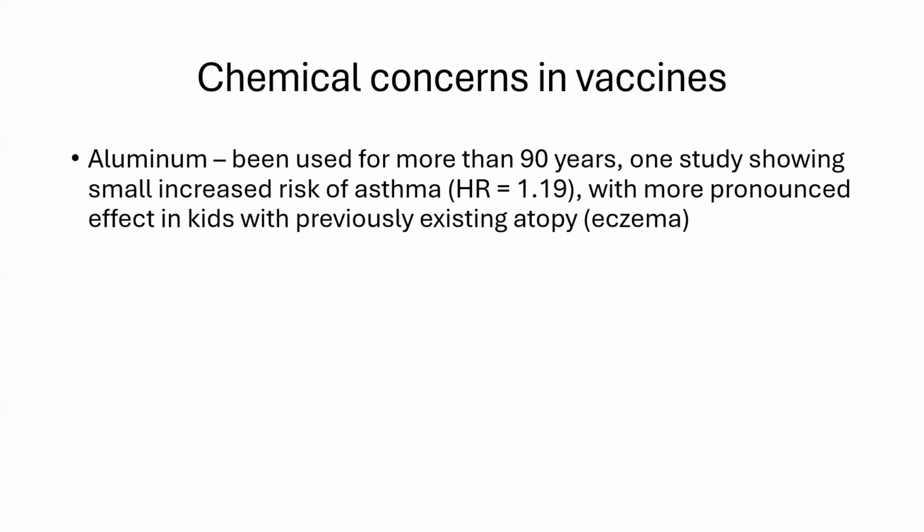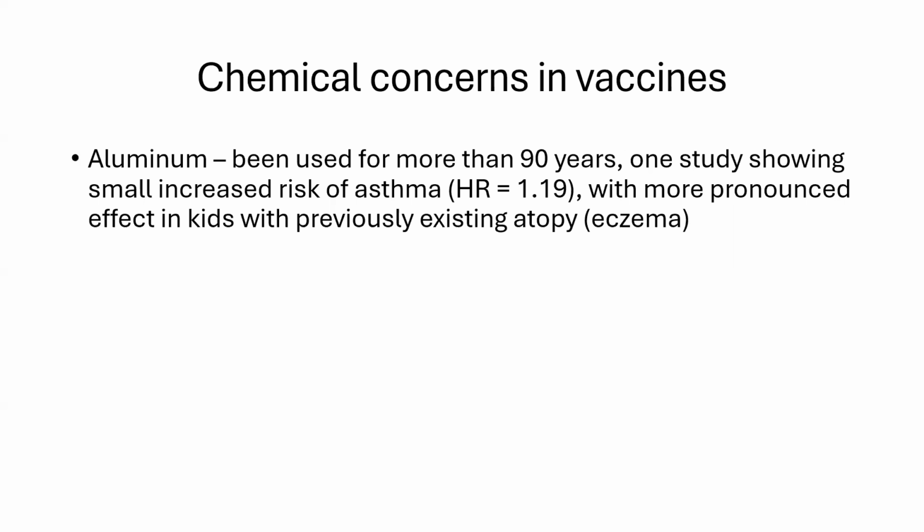Now, to address the chemical concerns about vaccines, one of the chemicals people are concerned about is aluminum. But this has actually been used very safely for more than 90 years. And only recently have we started to see any evidence that maybe it has small effects. One recent study that the CDC mentions is that there is a small risk of increased asthma in patients who already have atopic risk factors. So if they have eczema or a family history, they might be more likely to develop asthma with aluminum-containing vaccines. But this is only one study and should be taken with a grain of salt.